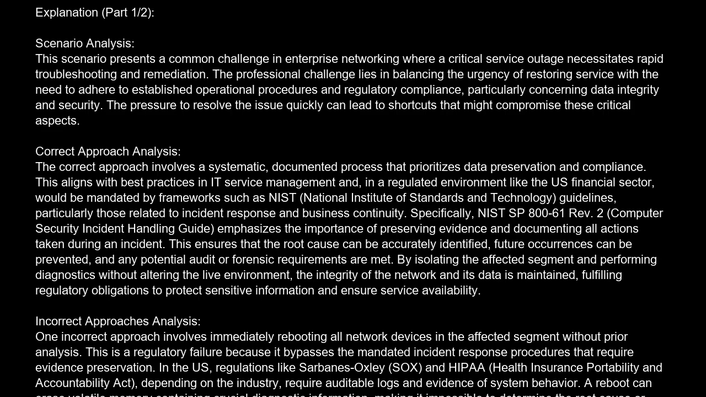A reboot can erase volatile memory containing crucial diagnostic information, making it impossible to determine the root cause or satisfy audit requirements. This action also risks exacerbating the problem or causing further data corruption, violating principles of data integrity and availability.